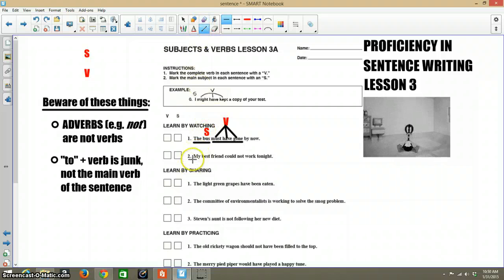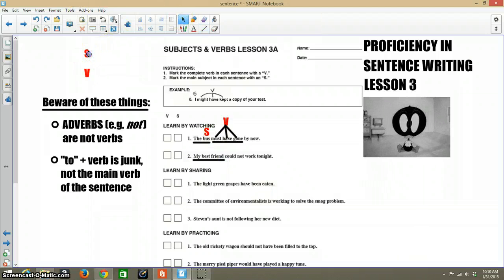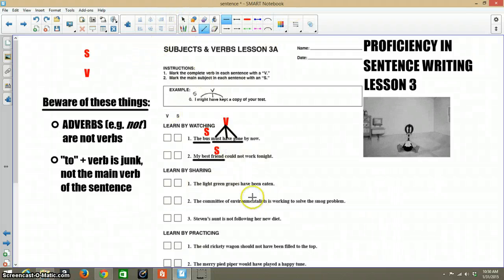So I'll identify the complete subject here. All they want you to do is put an S over top of the one word of the complete subject that is the subject. So friend is the subject. And then here's the complete verb. Could not work, but here's something to keep in mind.